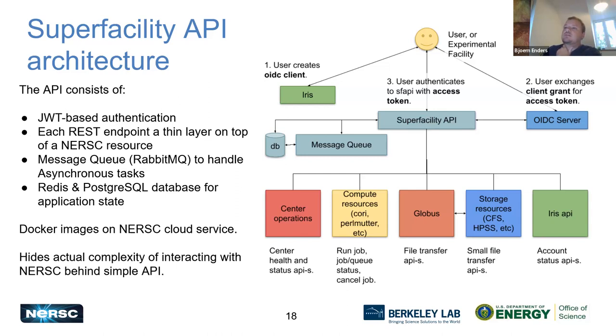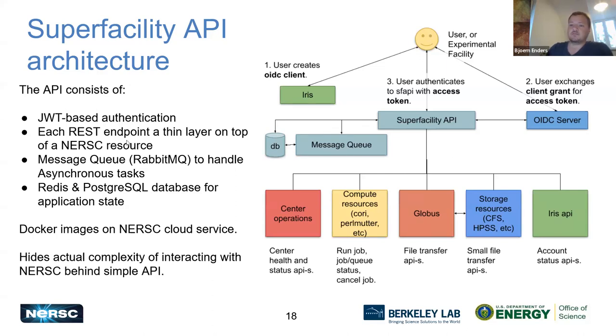We use a JWT-based authentication scheme, and the way it runs, you are the user here with the smiley face. First you create a client in the interface, and we will do that right after this technical demonstration. Then you exchange this client for an access token with our NERSC OIDC server, and then you use that token to access the API. The API is at its base a thin layer around most of our services. For example, it will access the Iris API, or it will access Slurm.